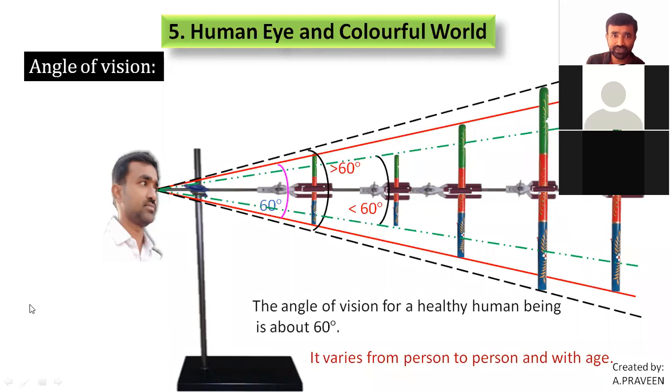So I'm stopping the discussion at this point. Tomorrow we will discuss the structure of the human eye and the function of the internal parts of the human eye. After that, we will go for the defects. Is it clear, everyone?